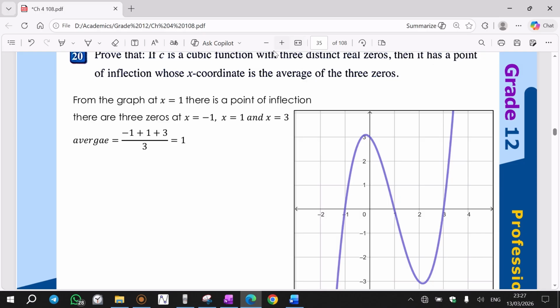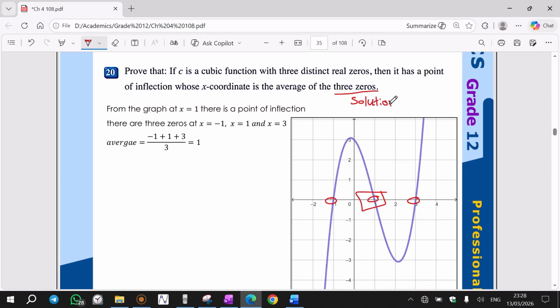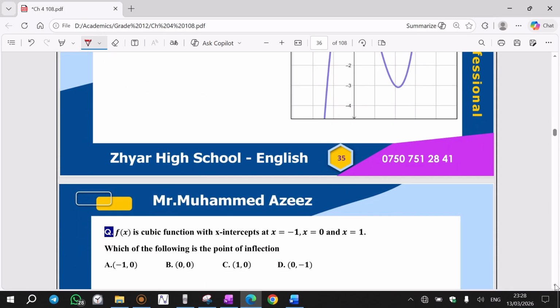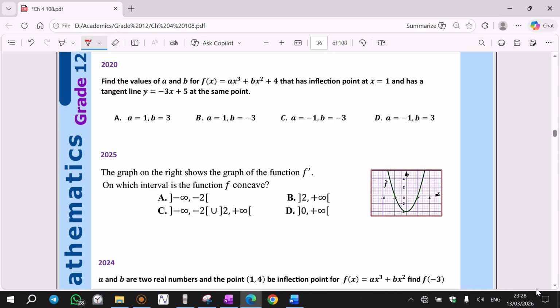And here, that's a very, very weak function. It's not important, but it is in the book. Let's not skip it. It says if a cubic function has 3 x-intercepts, then the middle one is going to be inflection. Instead of saying 3 x-intercepts, we can also say 3 solutions or 3 zeros. 3 zeros means 3 solutions.